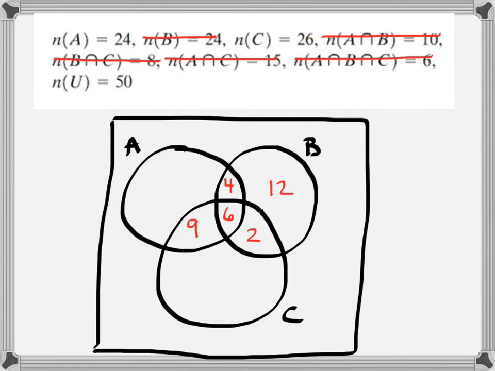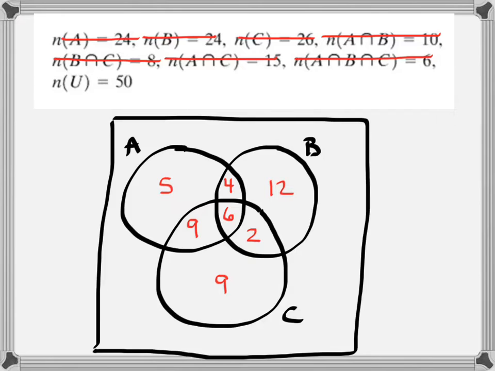Similarly, for C, we've already accounted for 9 plus 6 plus 2. That gives us 17 elements, but C has 26, which tells us that in that region only in C there has to be a remaining 9. Lastly, for A, we have 24 elements, but we've already accounted for 19, which means just in A we have 5 elements.